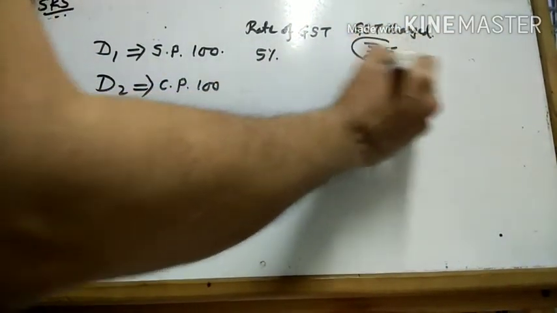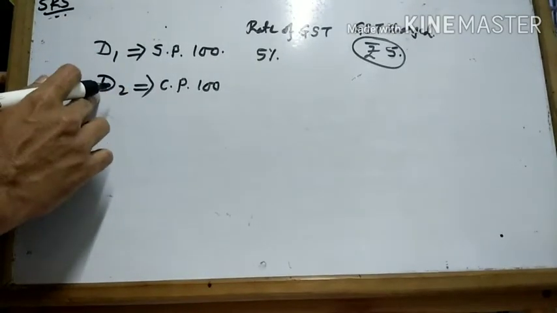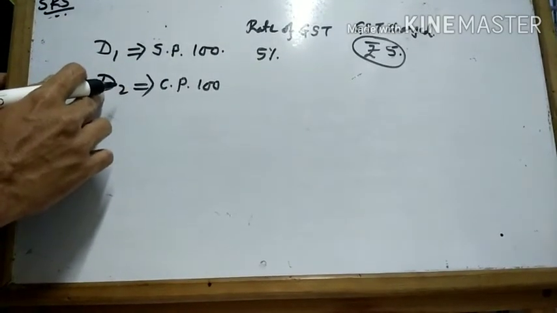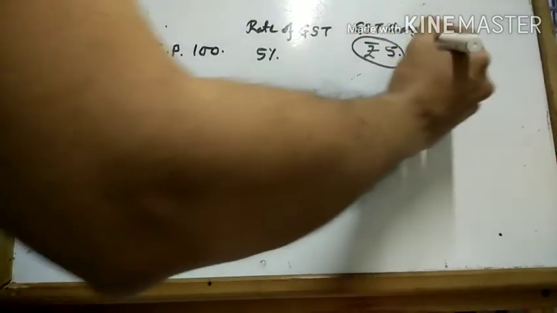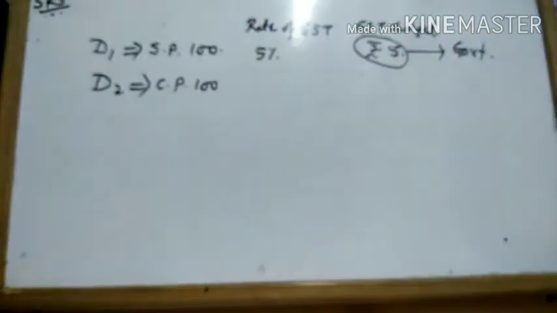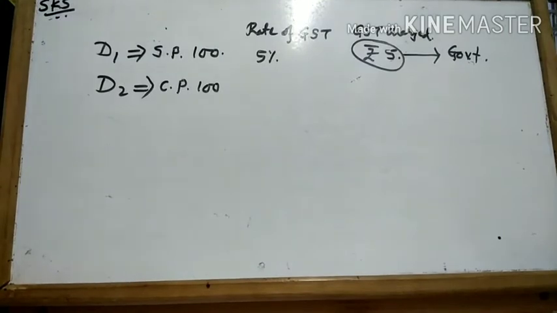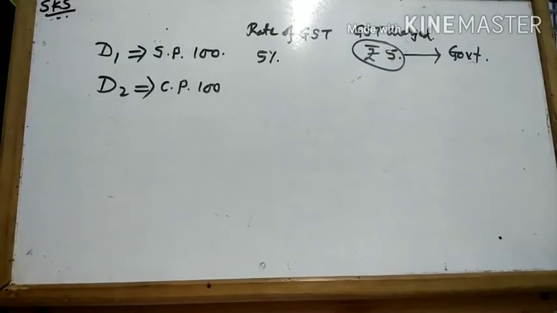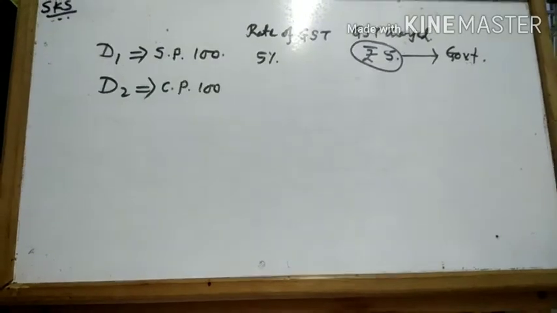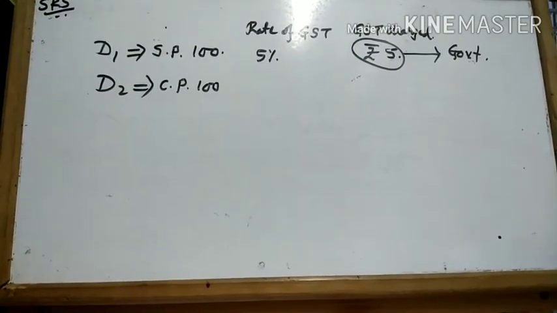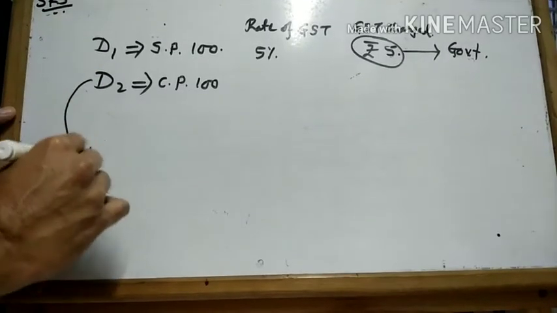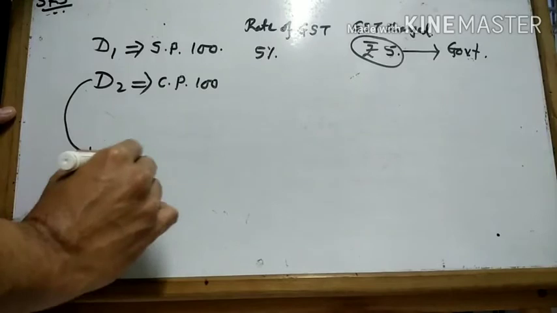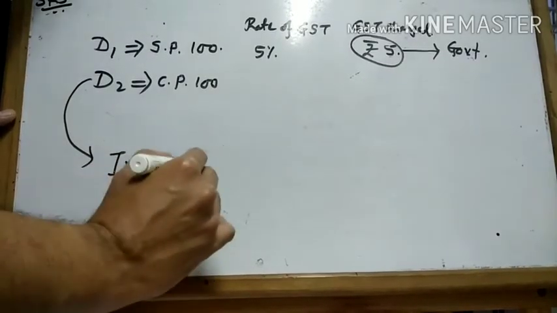Now this 5 rupees charged by dealer 1 will be paid by dealer 2, but it will be collected by dealer 1, and whoever collects it has to pay it to the government. Now as you know, GST is ultimately paid by the customer, but here dealer 2 has already paid 5 rupees as GST to dealer 1. So for dealer 2, if he is a businessman and not a customer, he has got 5 rupees in his pocket.